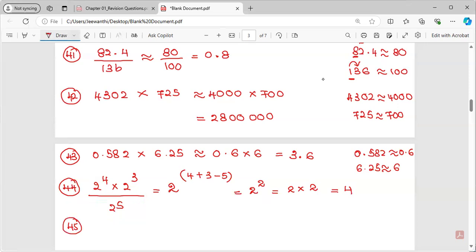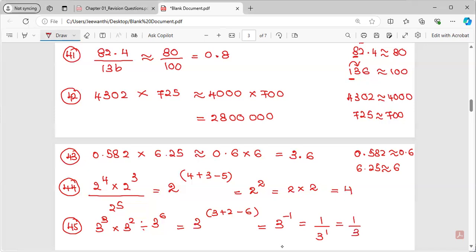Then the next one, you have 3 to the power of 2 multiplied by 3 to the power of 3, and divided by 3 to the power of 6. How can we write this? 3 to the power of 3 plus 2 minus 6. 3 plus 2, 5. 5 minus 6, 3 to the power of -1. And you write 1 over 3 to the power of 1. The answer is 1 over 3.